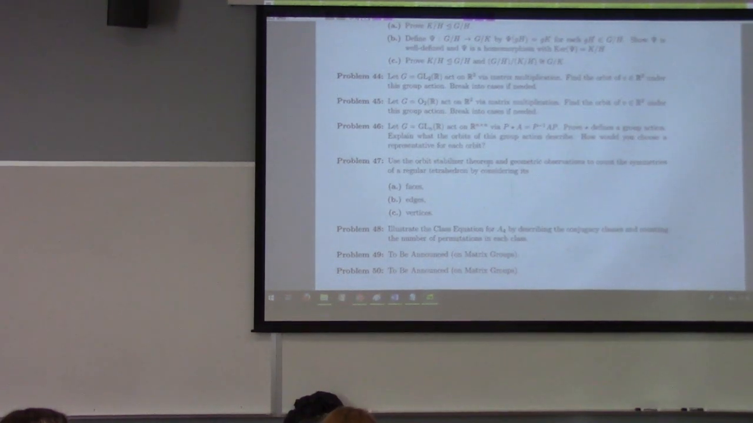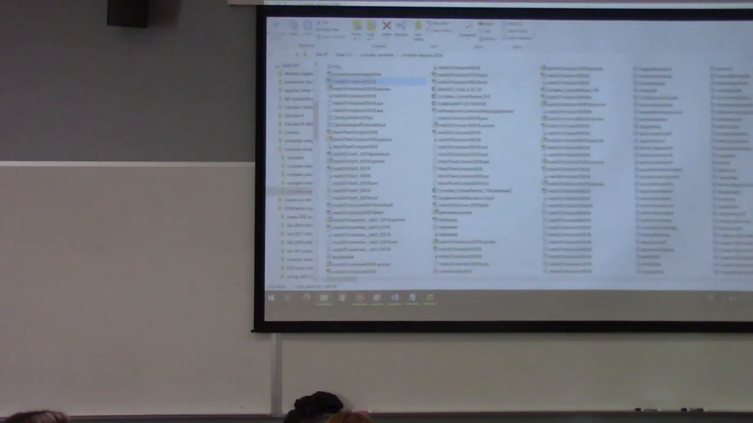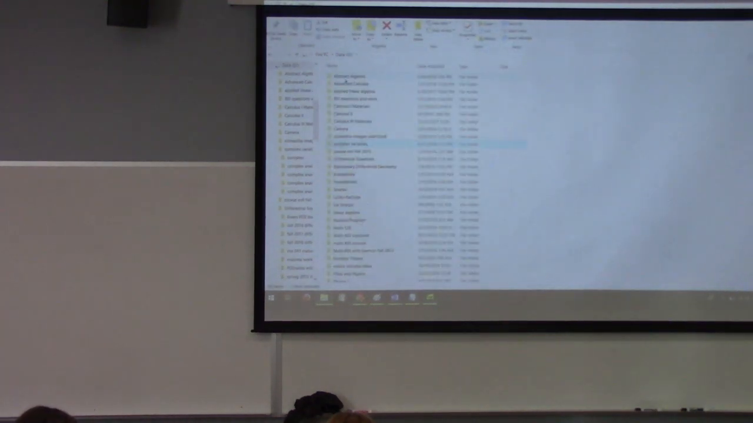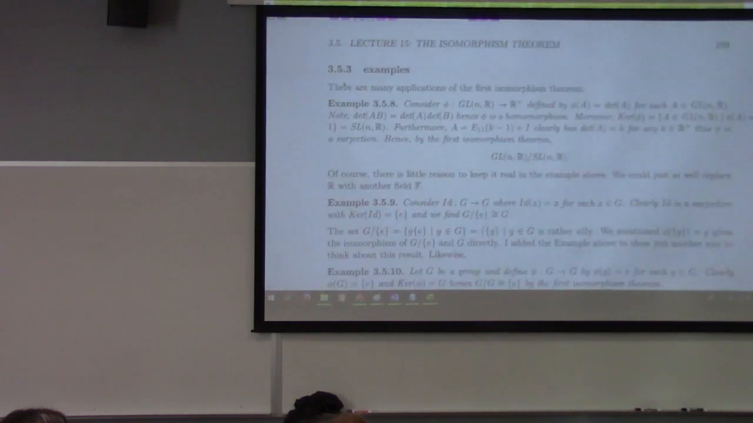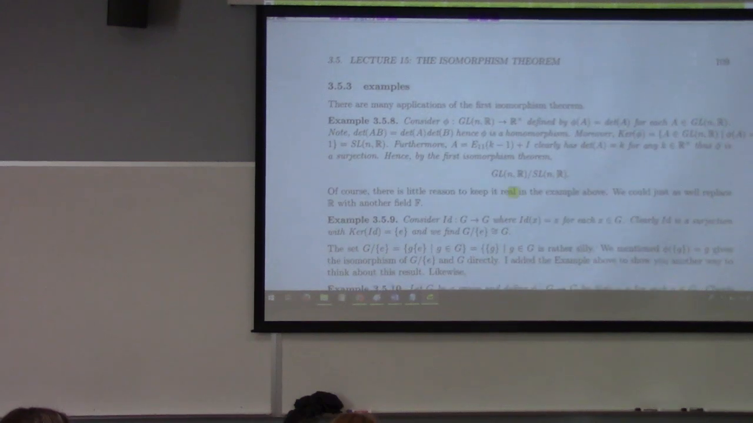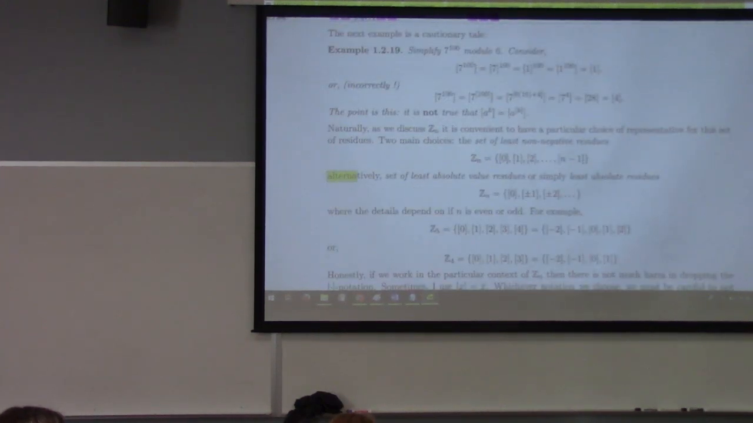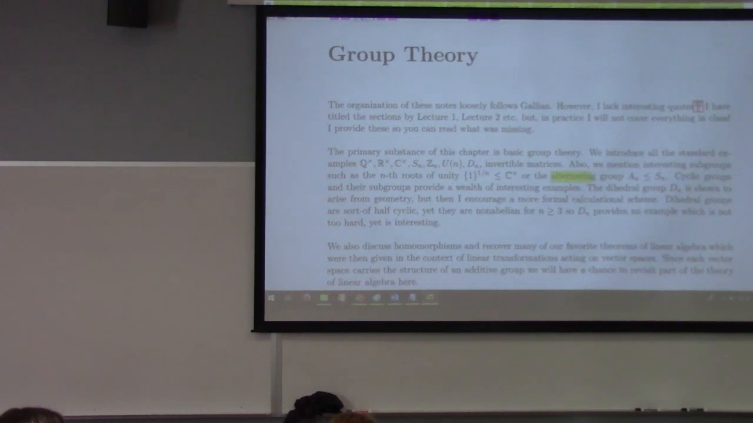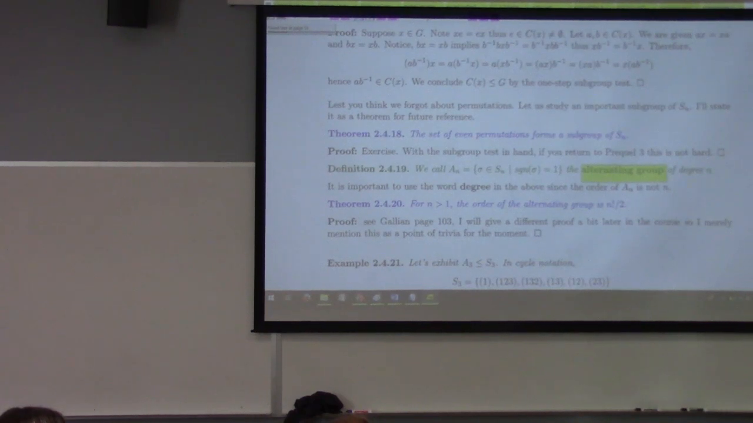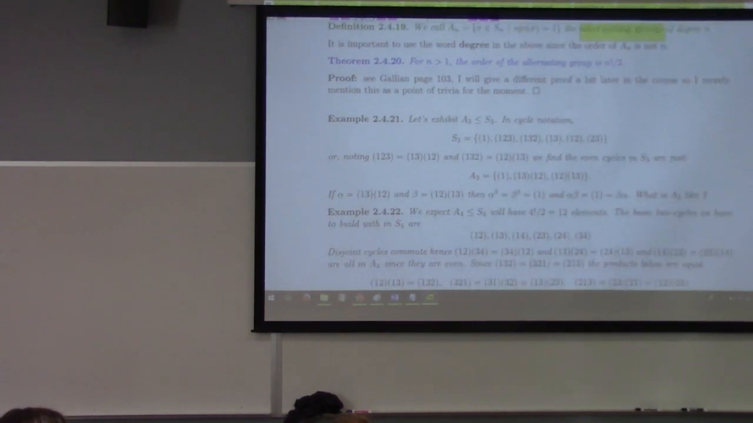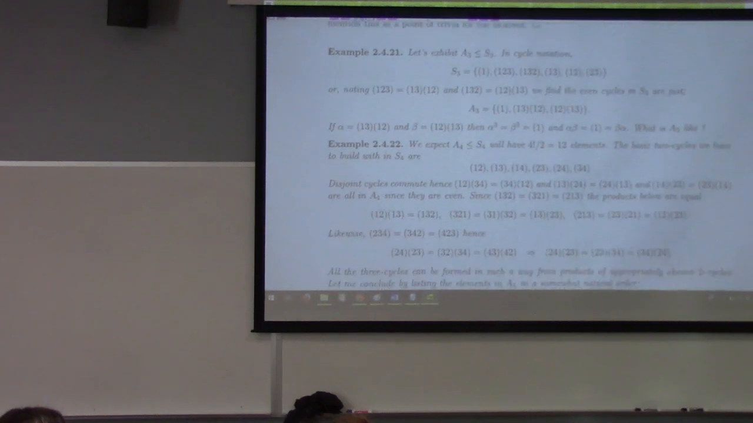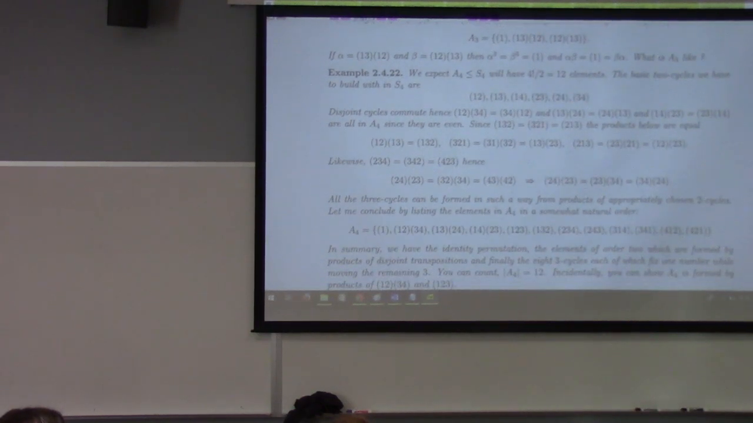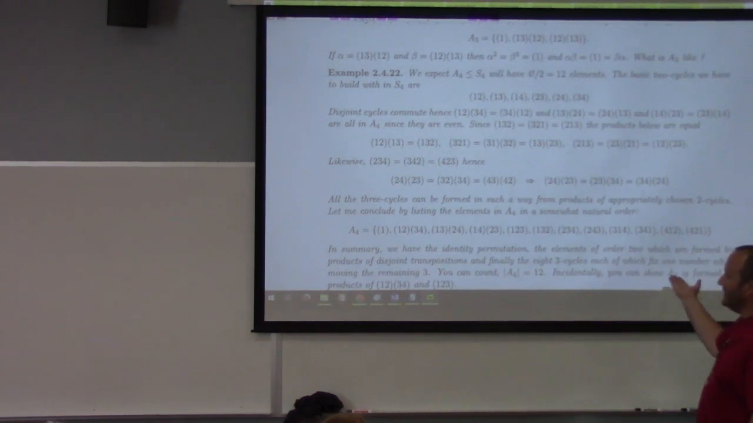Let's see here. One thing we should do is to search for alternating group. Here's the A3. Oh, look at that. Ta-da, there's A4.